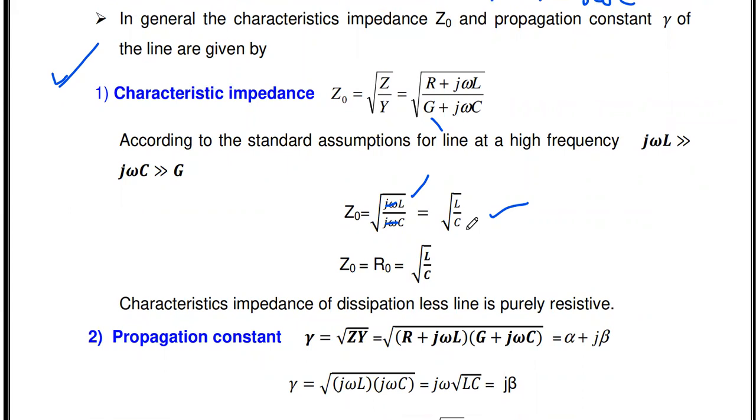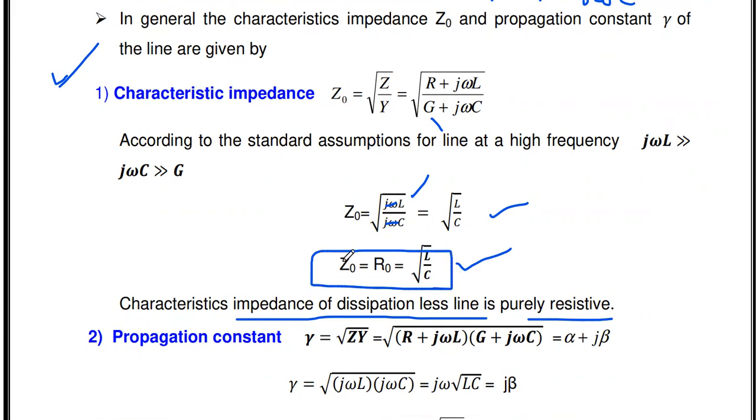So what is the meaning? The characteristics impedance of a zero dissipation line is purely resistive in nature, since there is no reactance term here, no j omega term is available here. So that's why we can denote Z0 as R0. Purely resistive, that's why the characteristics impedance of the transmission line is indicated as R0. So the value is square root of L by C.